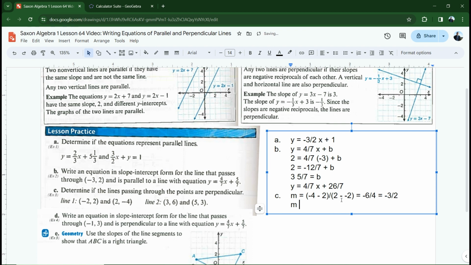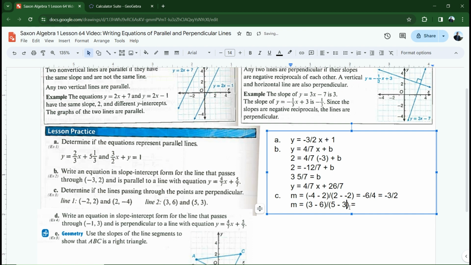This is going to be m equals, same thing. Let's just write it out. Y2 minus y1 over x2 minus x1, and let's plug in what we got. Y2 for the second line is 3, and y1 is 6, so 3 minus 6 over, and then x2 is 5 minus 3. X1 is 3.